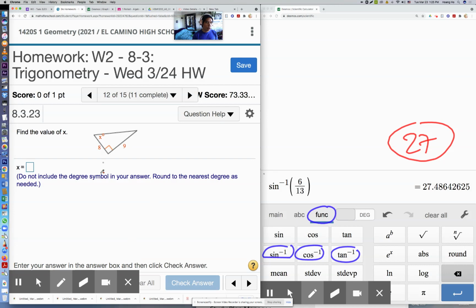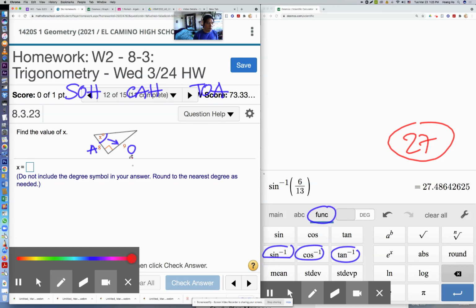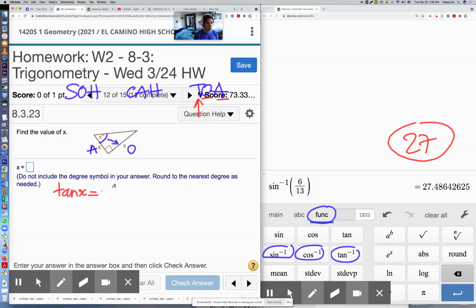Okay. So in this triangle, angle X right here, opposite, that's a 9. And then adjacent, that's an 8. Okay, so let's sing the song SOH CAH TOA. So you have opposite and adjacent. Opposite and adjacent, you have to use tangent.